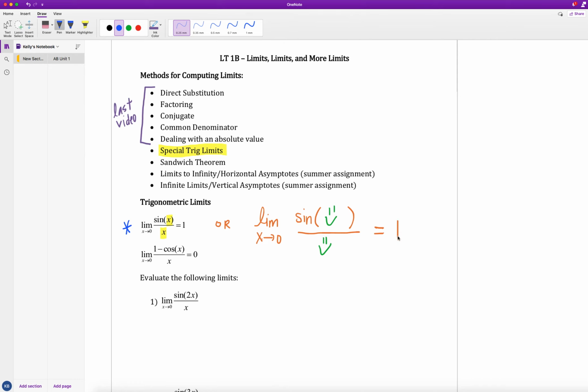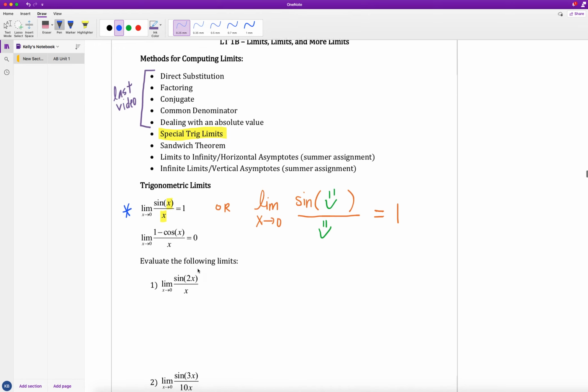Likewise, because 1 is also its reciprocal of 1, if I flip-flop these, I would technically be getting 1 over 1, which is also going to be equal to 1 as well. And the second limit down here we're going to talk about in class together. So let's look at this first example.